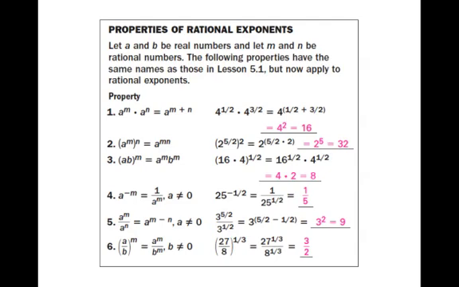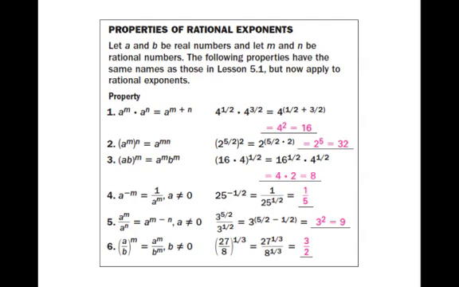Sometimes students are a little hesitant to apply the properties of exponents when the exponents are rational. So when you have a to the m times a to the n, you still add m plus n. You still add those two exponents. So if I have 4 to the 1/2 times 4 to the 3/2, that's going to equal 4 to the 1/2 plus 3/2. 1/2 plus 3/2 is 2, so then we have 4 squared, which is 16.